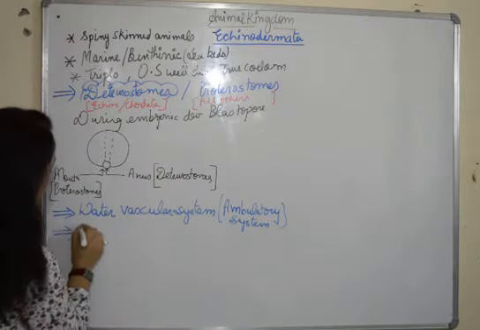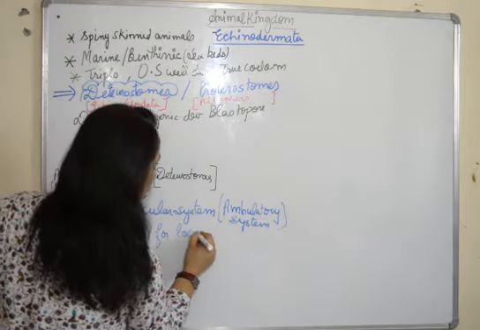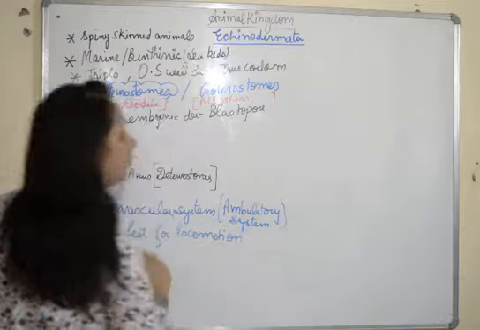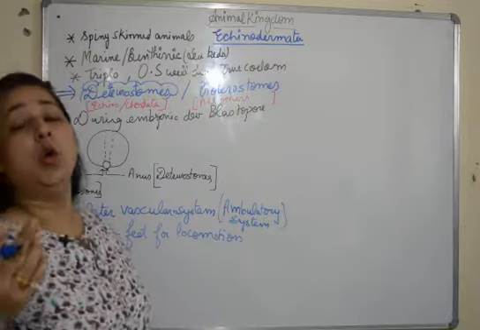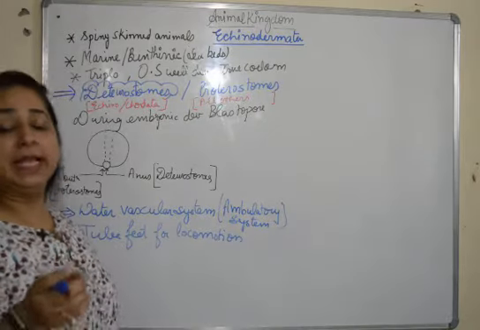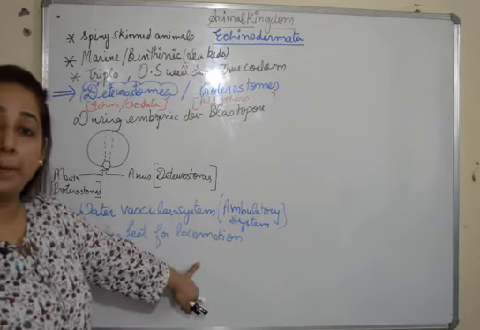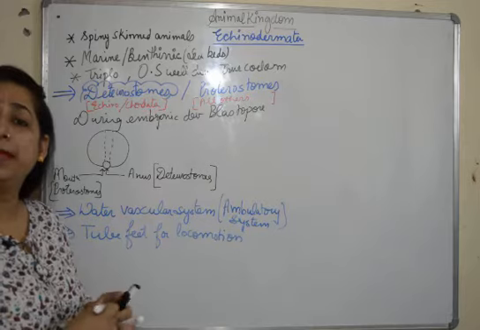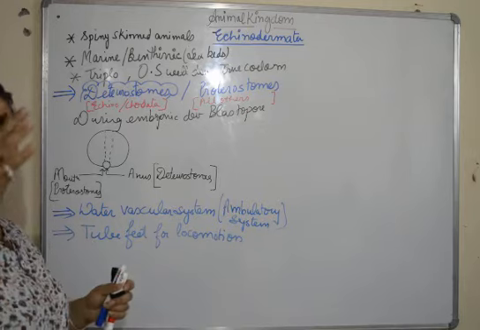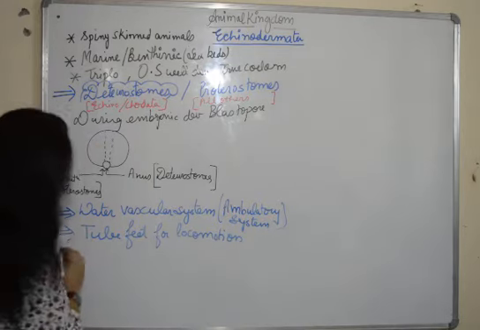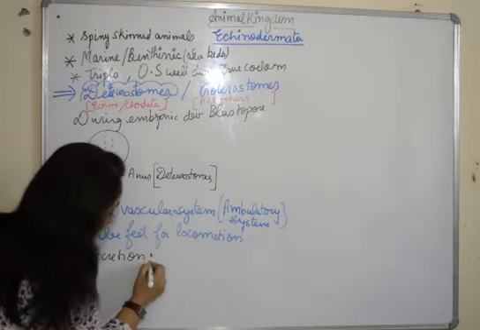Then they have tube feet for locomotion. That means for movement they have specific balloon-like structures, tube feet. We'll also talk about how the tube feet work when we take the example of starfish. So they have these tube feet which help in locomotion. Then after this, now we'll talk about the various systems. Excretion: they are ammonotelic.